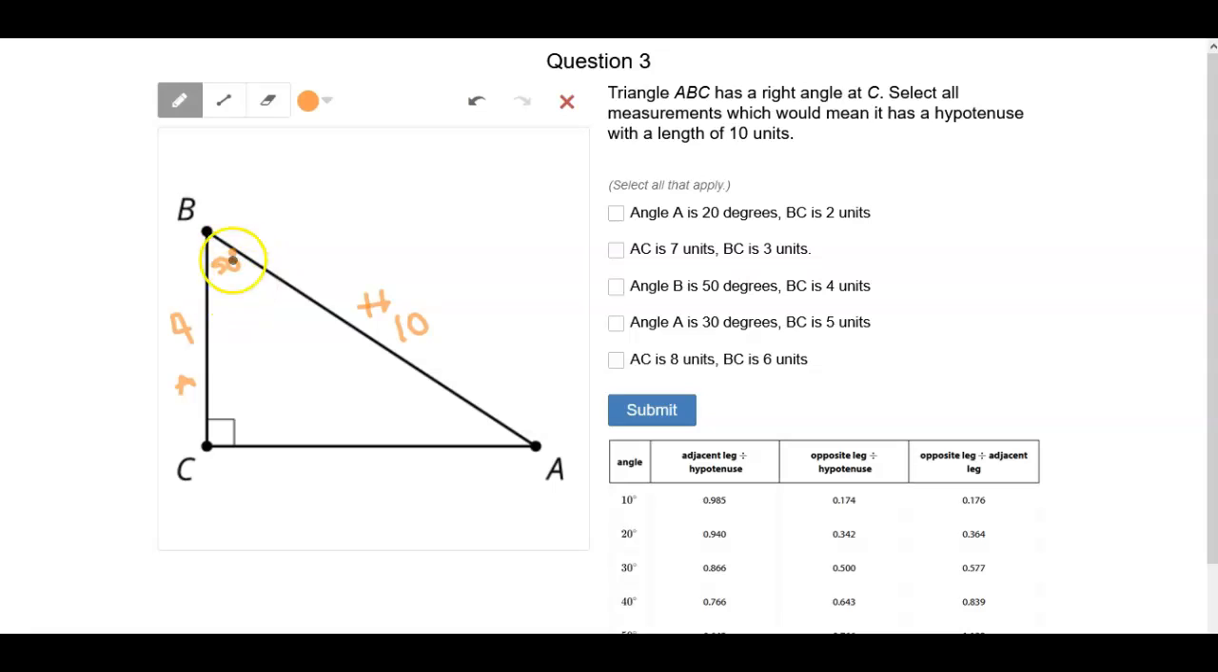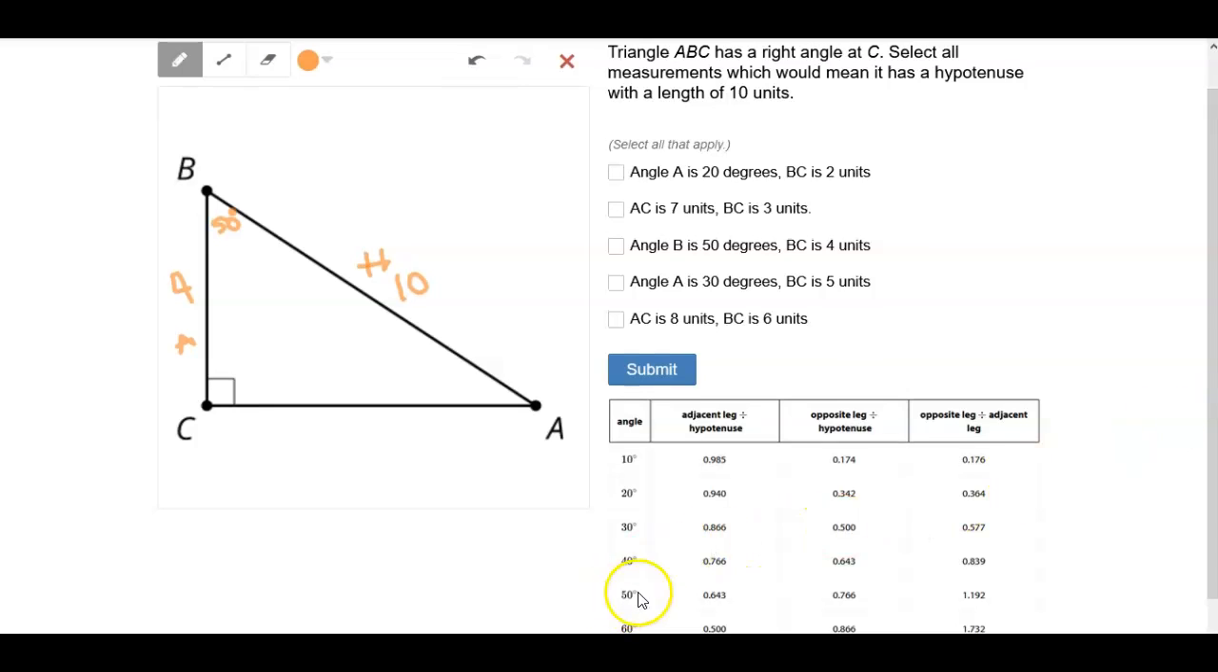For a 50-degree angle, we want the adjacent over hypotenuse ratio to be 0.643. So if I do the adjacent over the hypotenuse, that's going to give us 0.4, which does not match the 50-degree adjacent divided by hypotenuse, so this one is not going to work. Kind of looks like we're striking out here.